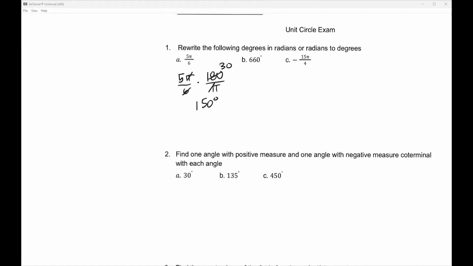I would like for you to at least show it once. Like maybe for A, you don't have to do it, but for like B or C, convert radians to degrees and degrees to radians once. Okay. Thanks, Jared.